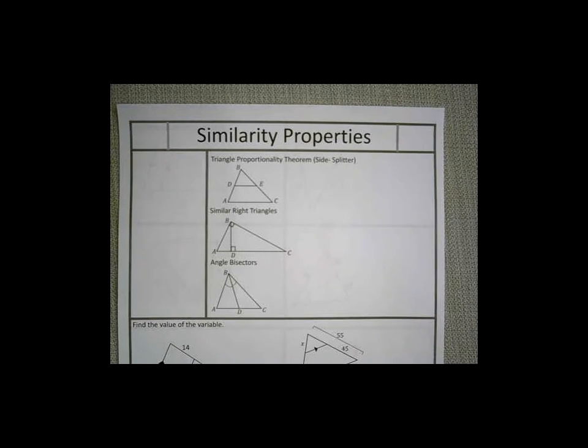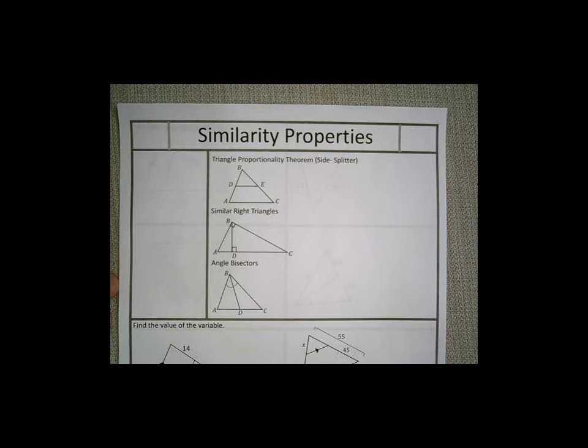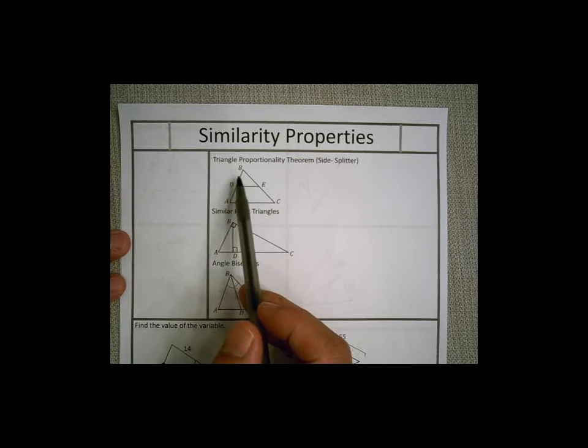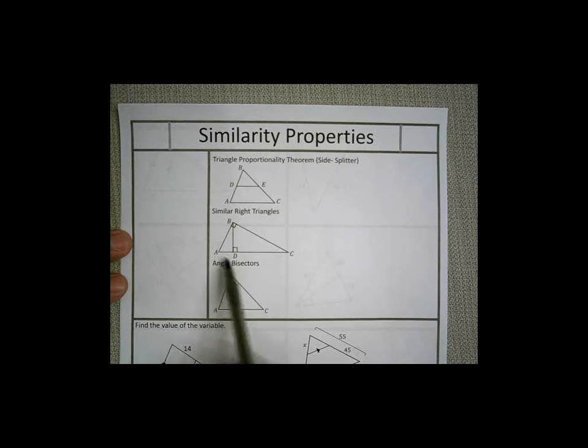All right, so this is Math 2, Unit 6.3, Similarity Properties. And we have three properties that we're going to use throughout this unit. One is called the side splitter. The second one is called the similar right triangles. And the third one is the angle bisectors. And each of these bring up some pretty special characteristics of similar triangles.